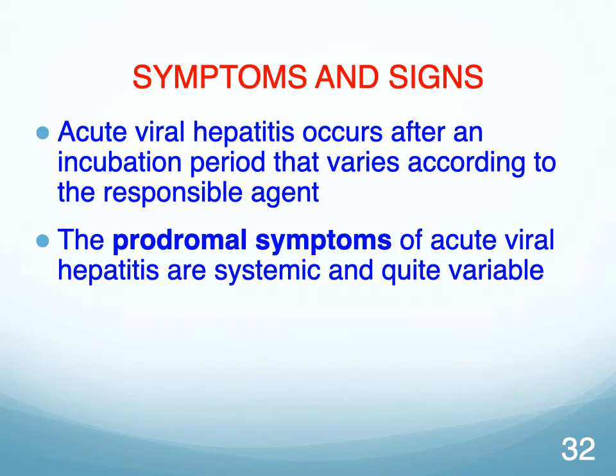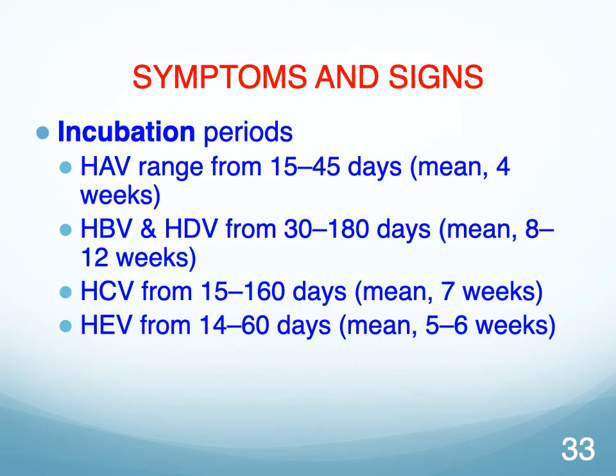Acute viral hepatitis occurs after an incubation period that varies according to the responsible agent, meaning to say, the prodromal symptoms are systemic and variable depending on the incubation period, wherein you have a range from 15 to 45 days in HAV, in HBV and HDV up to 180 days or 6 months, in HCV up to 160 days, while in HEV, up to 2 months.